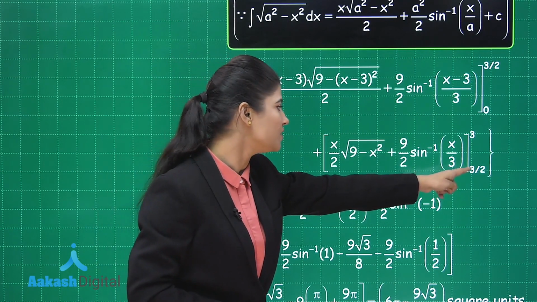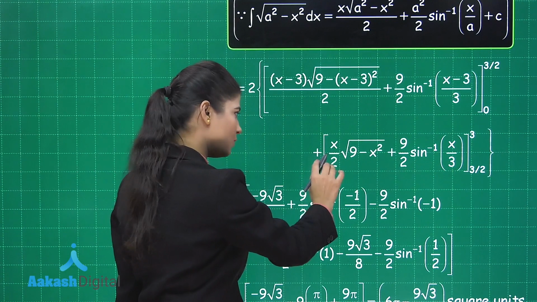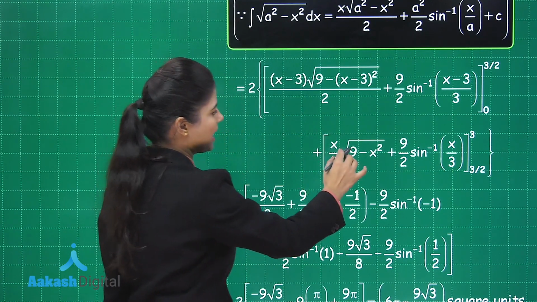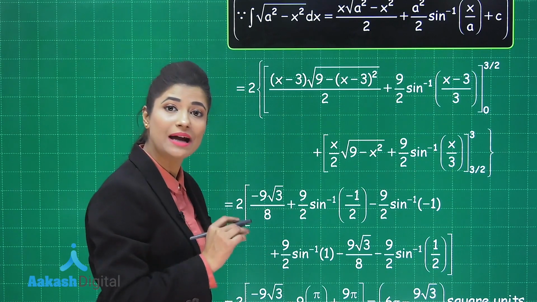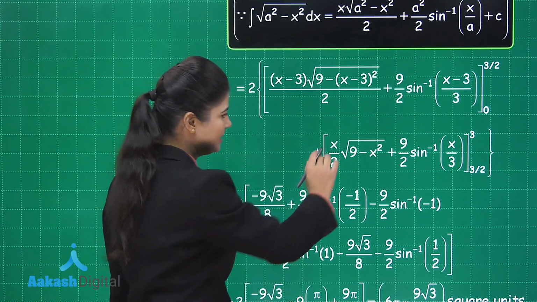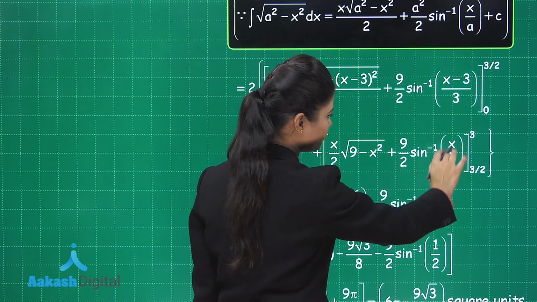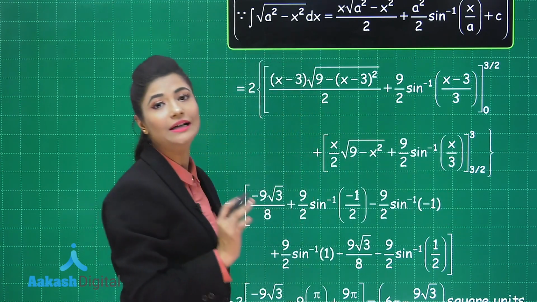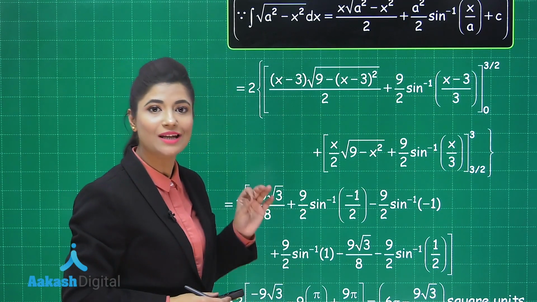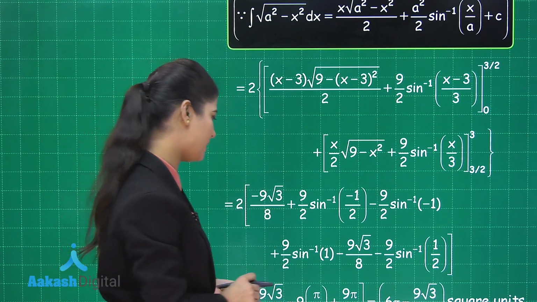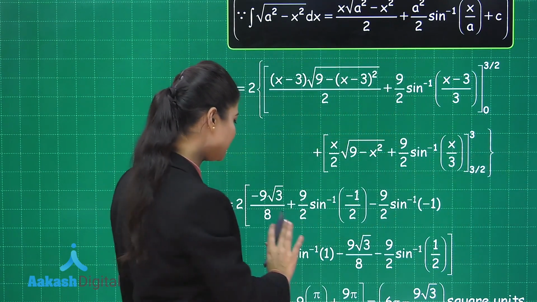And when I am substituting here 3 by 2, I'll be clearly getting here 3 upon 2 whole by 2, which will become 3 upon 4, and here 9 minus 3 upon 2 square simplifies to the value minus 9 root 3 upon 8. Then here it becomes minus 9 by 2 sine inverse 3 by 2 upon 3 becomes clearly equal to sine inverse 1 by 2. And you are aware the value of sine inverse 1 by 2 is simply pi by 6. So here the value of sine inverse 1 is pi by 2.